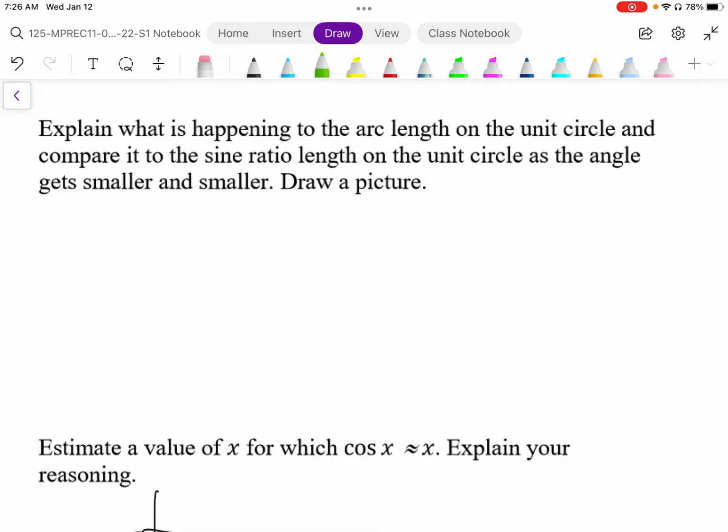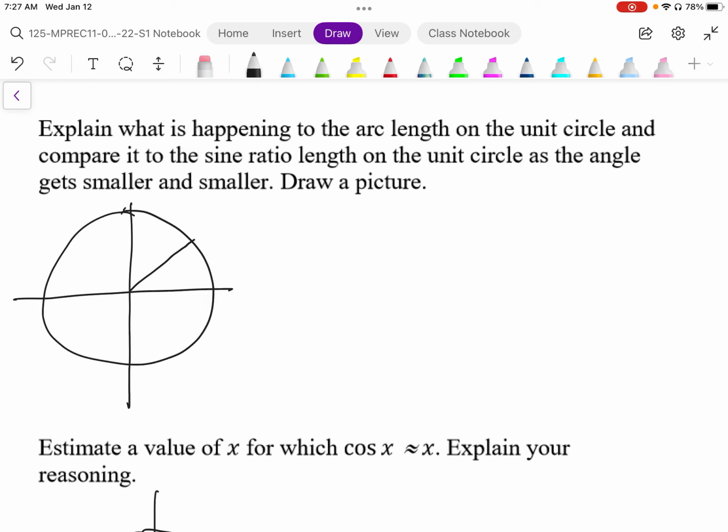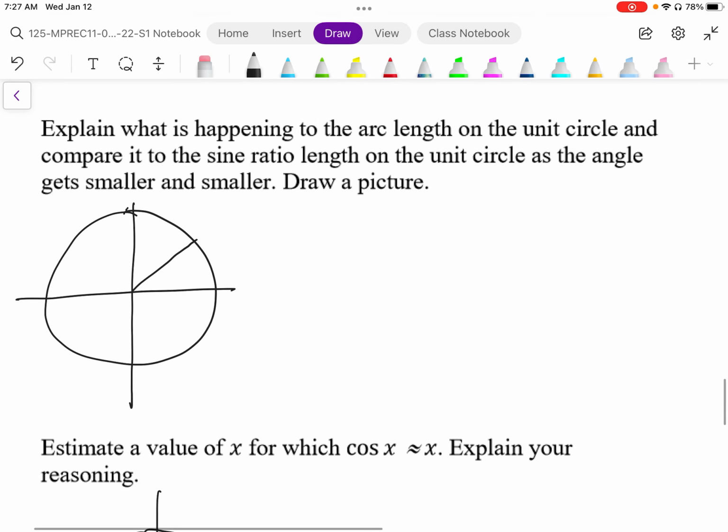So this question says, explain what's happening to the arc length on a unit circle, compared to the sine ratio length on the unit circle, as the angle gets smaller. So I'm just going to sketch in this diagram of a unit circle here. And we know that in a unit circle, the arc length is this length here, and the sine ratio is going to be this length here. Okay, so there's my sine theta, and this arc length represents theta.